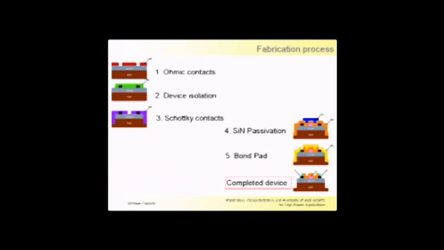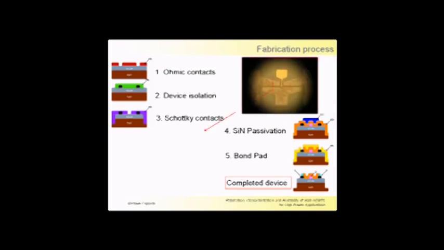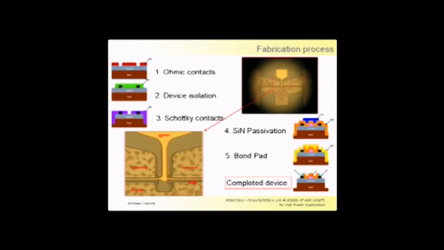The standard fabrication process usually starts with the ohmic contacts deposition, device isolation using chlorine dry etching, and deposition of the Schottky contact. Typical Schottky metals are nickel or tungsten. Then the silicon nitride passivation layer deposition for the DC to RF dispersion suppression, and then bond pad deposition. These are a few pictures of a real device. There are two source contacts, one drain, and the gate finger.